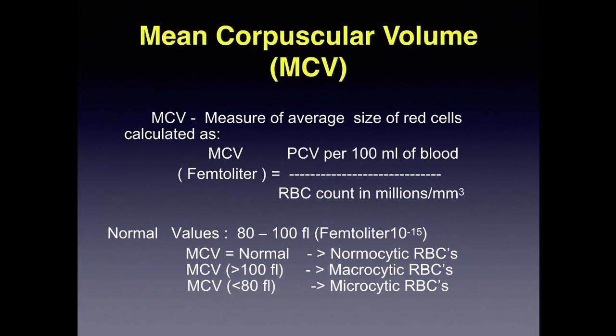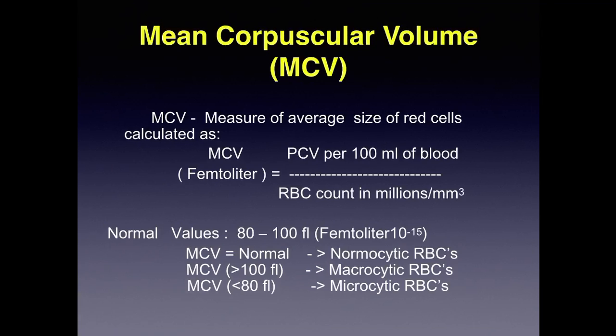Coming to the mean corpuscular volume, or MCV, it is a measure of average size of the red cells, which is calculated as PCV per 100 ml of blood divided by RBC count in millions per cubic millimeter. It is expressed in femtoliter. So normal value of MCV is 80 to 100 femtoliter. If MCV is normal, they are termed as normocytic RBCs. When MCV is more than 100 femtoliter, they are termed as macrocytic RBCs, and less than 80 femtoliter, it's going to be microcytic RBCs.